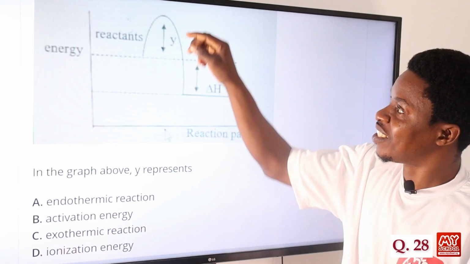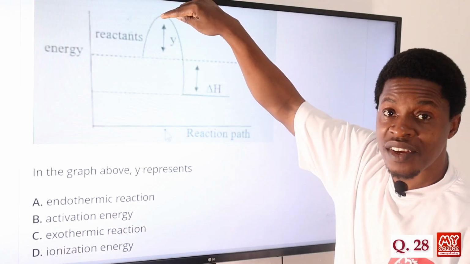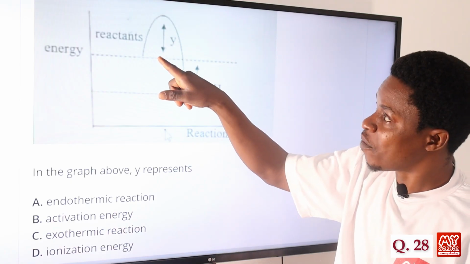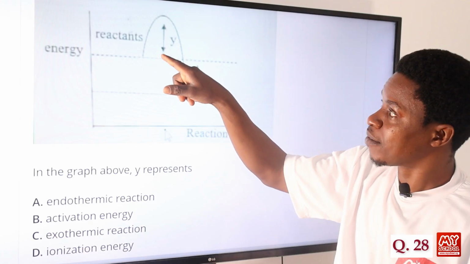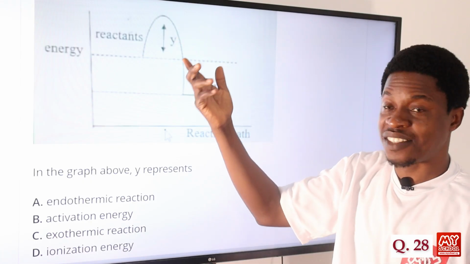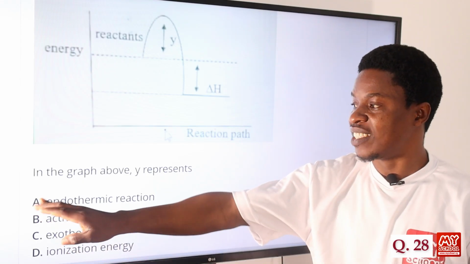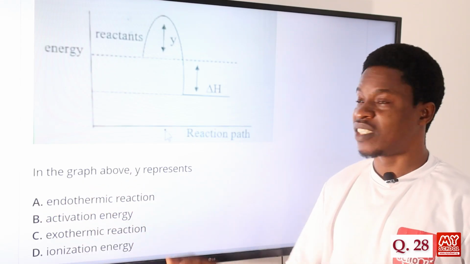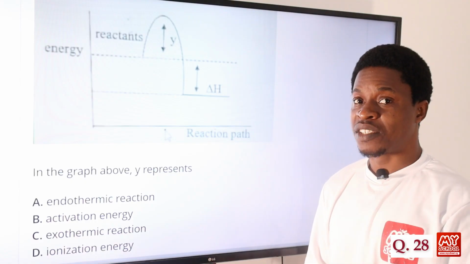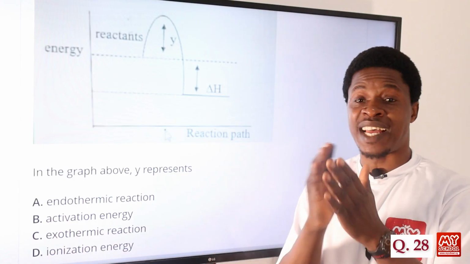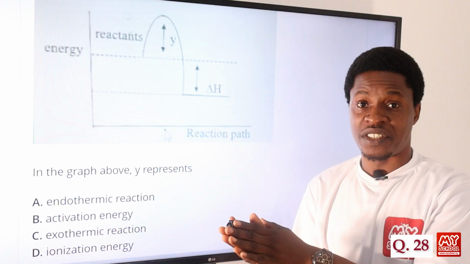Where is y? Y is this. It is the distance between this hump and this reactant, the energy of the reactant. That's what they want us to find. Of course, this should be a bonus mark. So let's look at the options we have. Option A says endothermic reaction. Is this an endothermic reaction? An endothermic reaction is a reaction where delta H is actually positive. What do we mean?